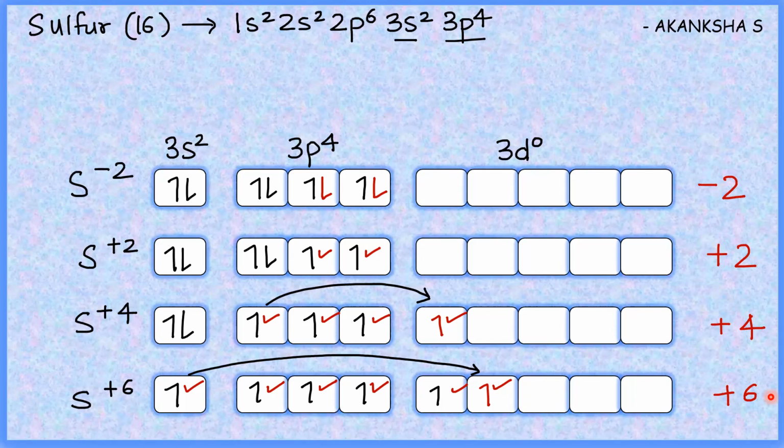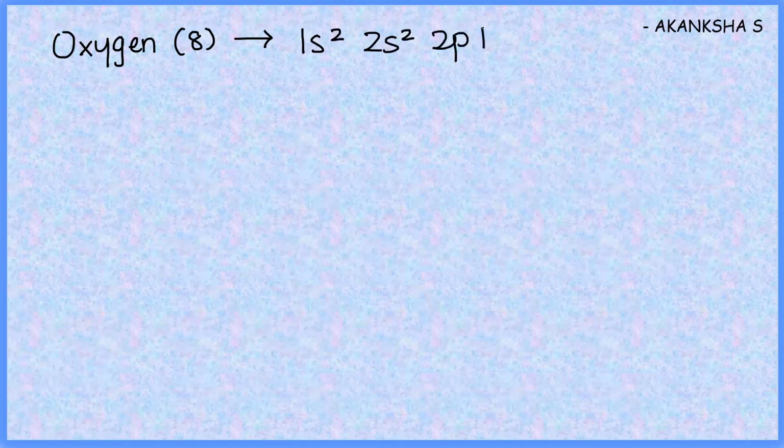How much it can give away, how much it can take in, what reactions it can go for. Okay. Now, I won't say problem, but one small difference comes up with the first element of group 16: oxygen. Atomic number is 8, right? So it becomes 1s2, 2s2, 2p4.